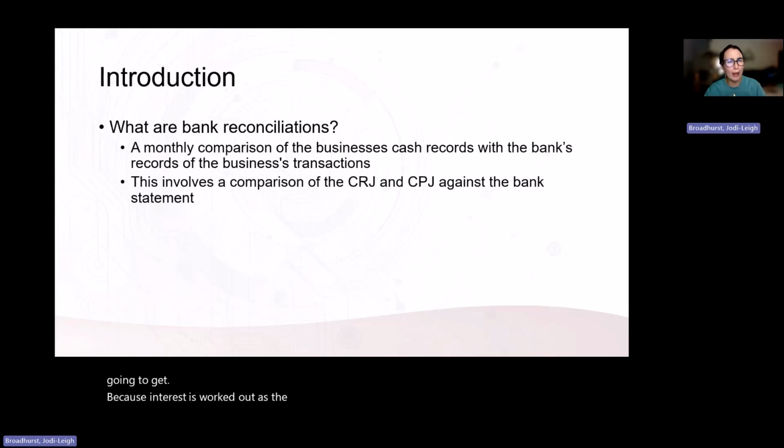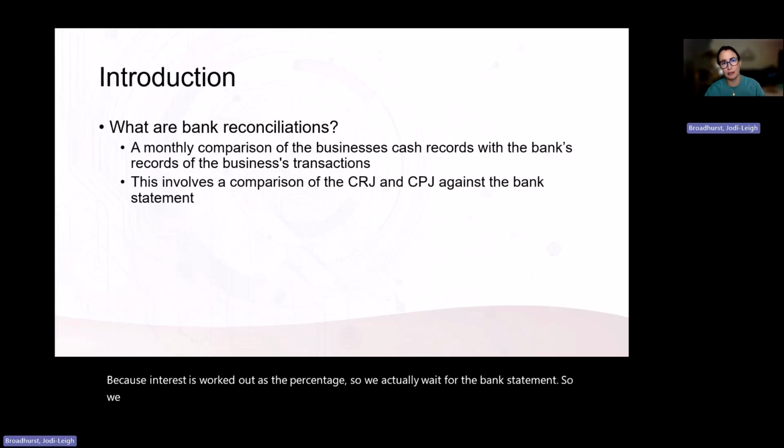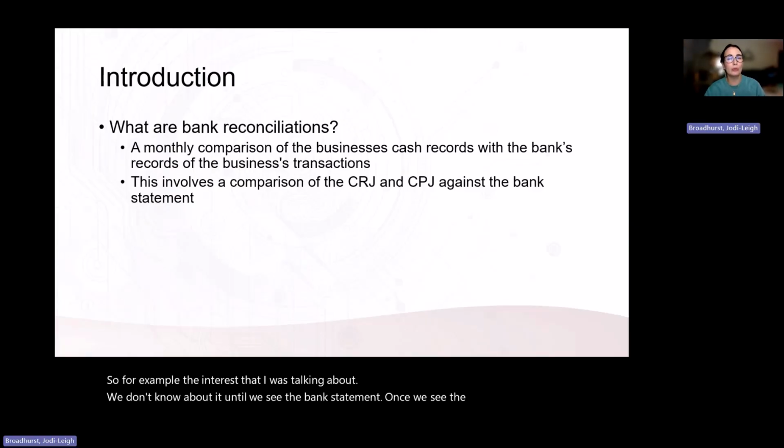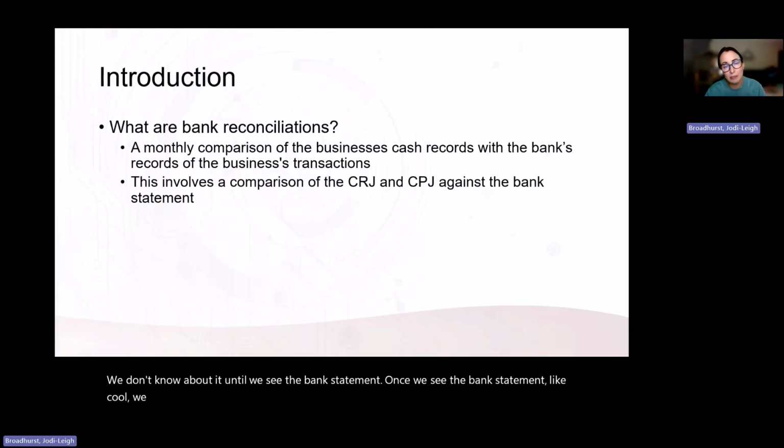So we wait for the bank statement so we can see the amounts and record those amounts into our books. For example, the interest I was talking about, we don't know about it until we see the bank statement. Once we see it, we say, oh cool, we got 91 Rand interest this month, and we go and record it in the cash journal. The relevant cash journal would be the cash receipts journal, because it's an income.